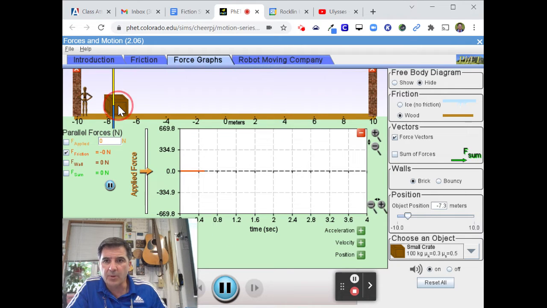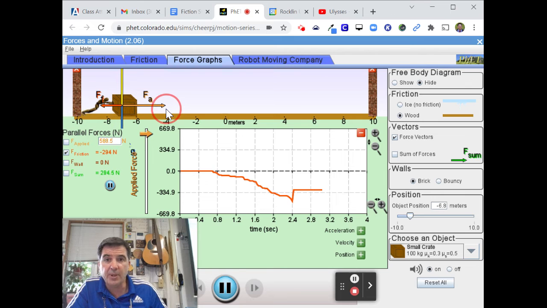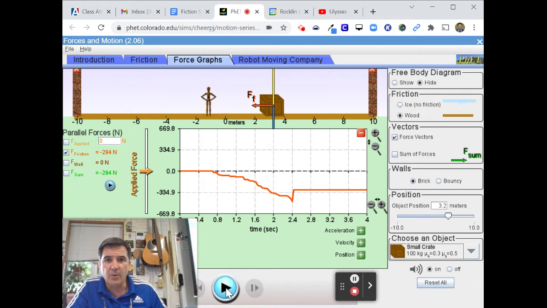So here I go. I'm going to put a force on this, and it's not moving. So I'm going to push harder, and it's not moving, and push harder. It's still not moving, and push until all of a sudden it begins to move. And I'm going to just keep pushing at that level right there, and then we'll go ahead and stop it.